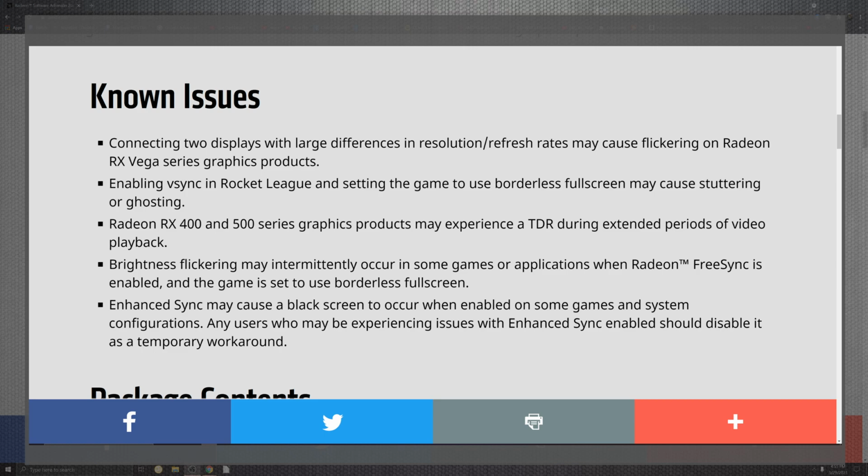So as we go down to the actual known issues, you can see that there are some variants for as far as the Vega series and the larger difference in resolutions and refreshes. So it's basically variable refresh rates, not really a good thing. Rocket League also hits the list for as far as the borderless and full screen and shutters, or ghosting as they call it. And then RX 400 and 500 graphic series experiences TDR, so a little bit higher than normal during playbacks. So unfortunately, you're going to have some bottlenecking, seems like, in the near future.